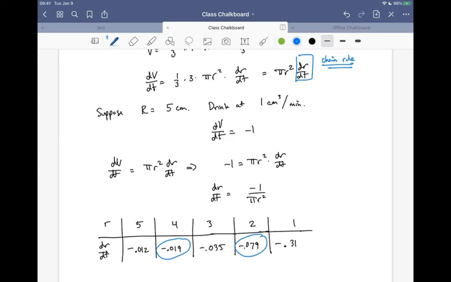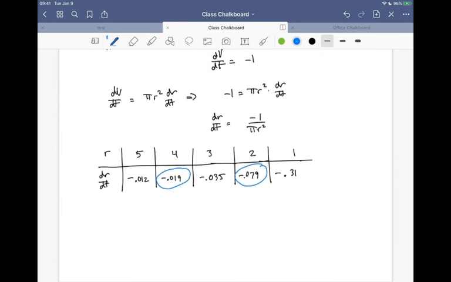Okay. So any questions on that problem? All right, Ethan, you're good. Everybody else good? All right, well, let's move on to one that involves a little bit of trig just for funsies.